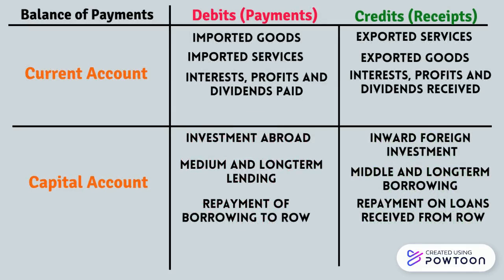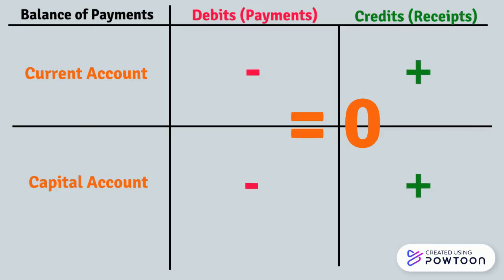After the collection of data, the two accounts should sum to zero. This is because of double-entry bookkeeping, where every transaction enters the balance of payments twice. Once as a debit and once as a credit.